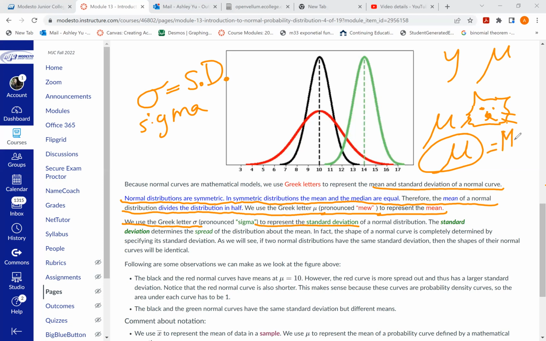Mu for mean. Anyway, I don't know why, but if you were in a sorority or fraternity, maybe you know your Greek alphabet already, but if you don't, worry about it.